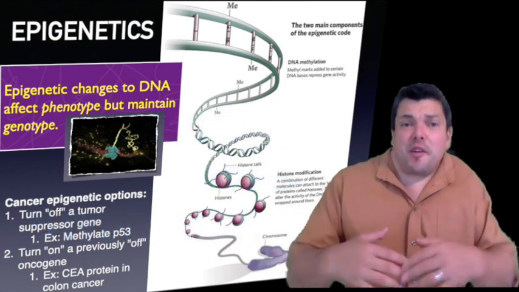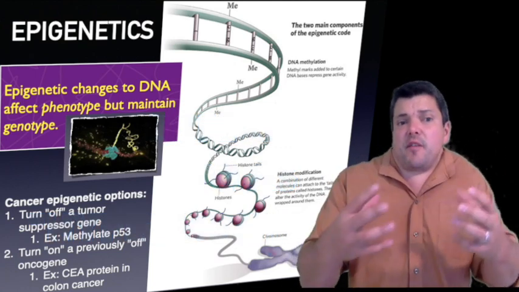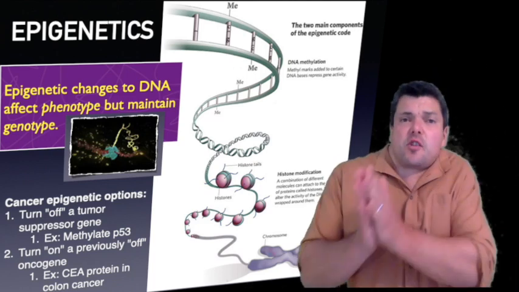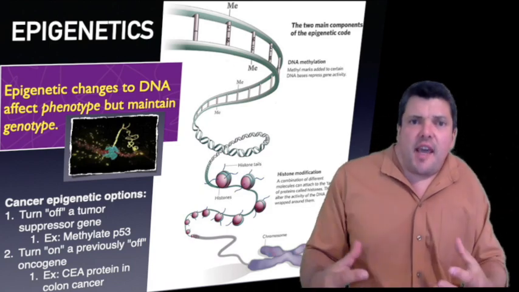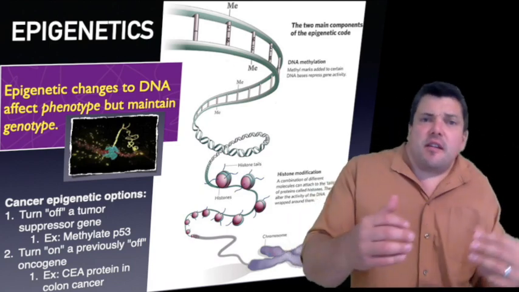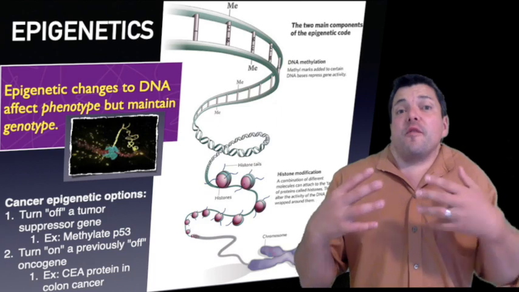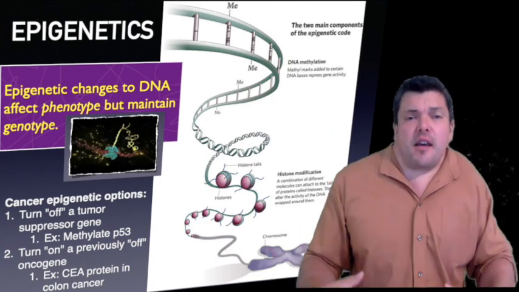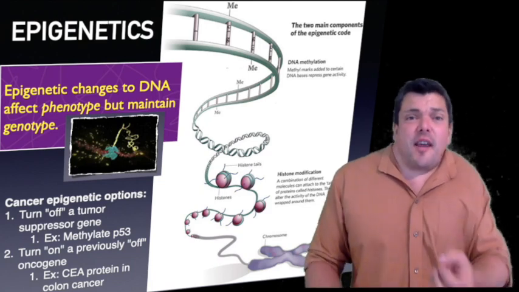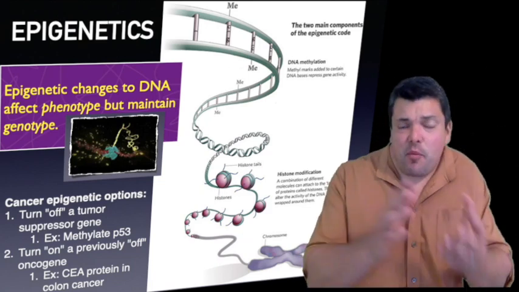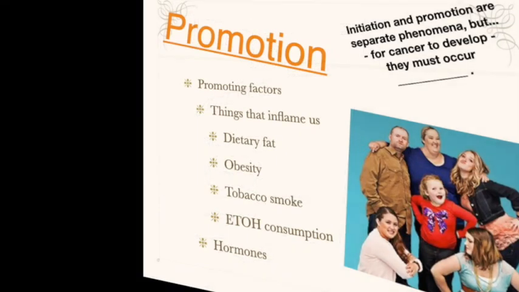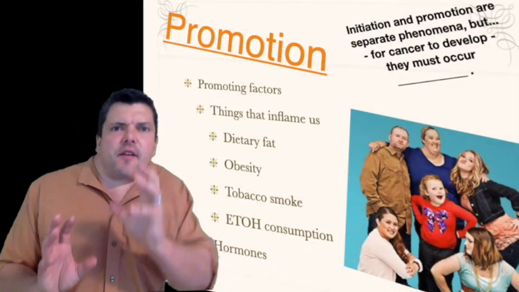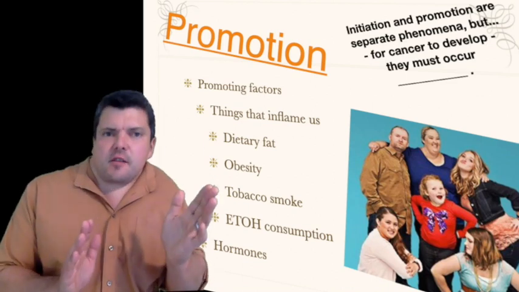Sometimes cancer can turn on a gene that was previously silenced. And a common example here is carcinoembryonic antigen, or CEA, a gene/protein that is responsible for fetal gut development and is normally silenced in adults. Many colon cancers express CEA protein. So the term initiation describes that genetically modifying event that could go on to lead to cancer.